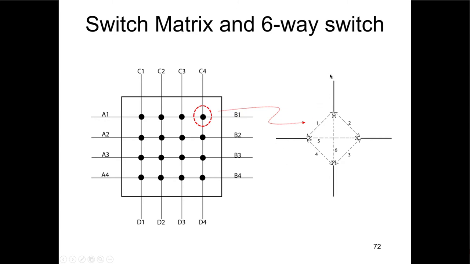you can connect these two lines. You can connect these two lines. You can connect these two lines. You can connect these two lines. So that's 1, 2, 3, 4 switches. And then you can go straight through, 5, horizontally or vertically, 6. So that's the six-way switch. You can connect these in a bunch of different ways. Now the signals can flow in either direction.